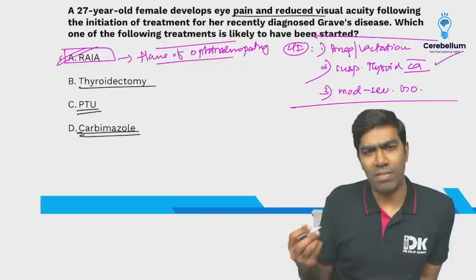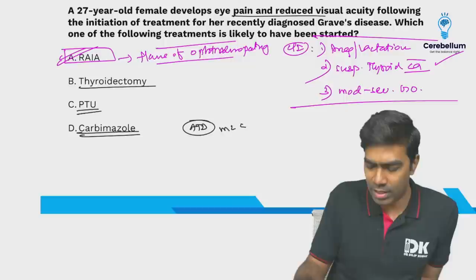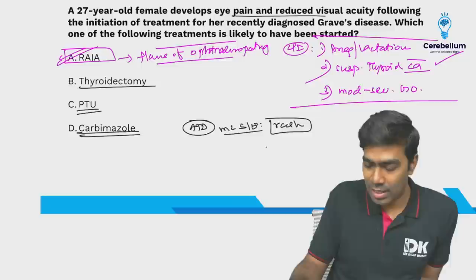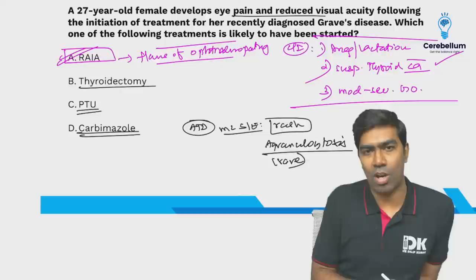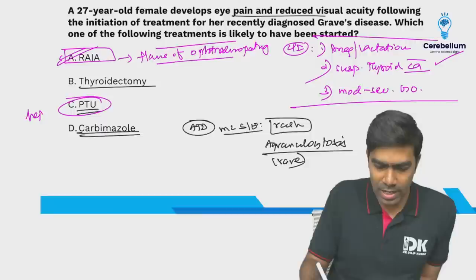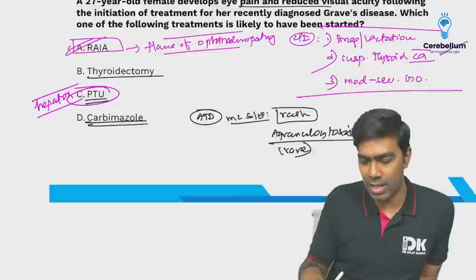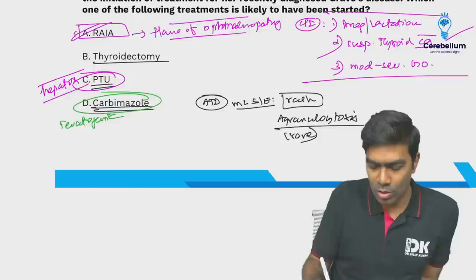Remember, for anti-thyroid drugs like carbimazole and methimazole, the most common side effect is rash, but they can cause agranulocytosis by causing bone marrow suppression. This is very important. Agranulocytosis is a dangerous side effect, but it is rare. Propylthiouracil in addition can cause hepatotoxicity, but it has the advantage of inhibiting the peripheral conversion of T4 to T3 by inhibiting the deiodinase enzyme. Carbimazole and methimazole are teratogenic and can cause aplasia cutis. We all know that. So the answer for this question is option A.